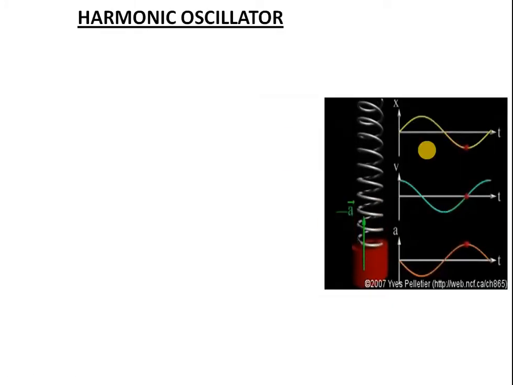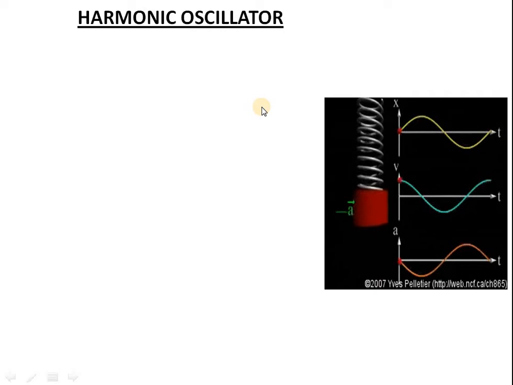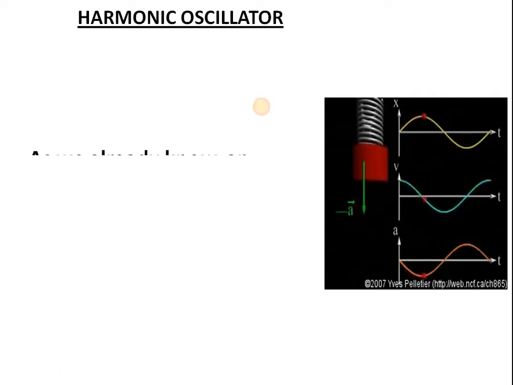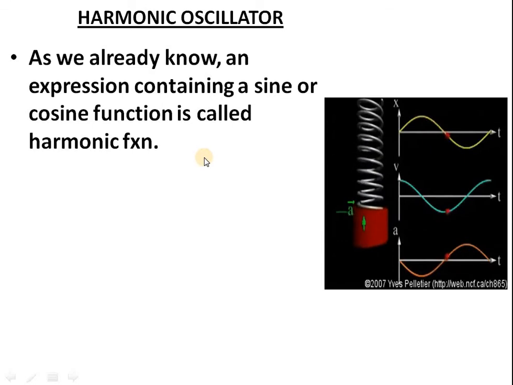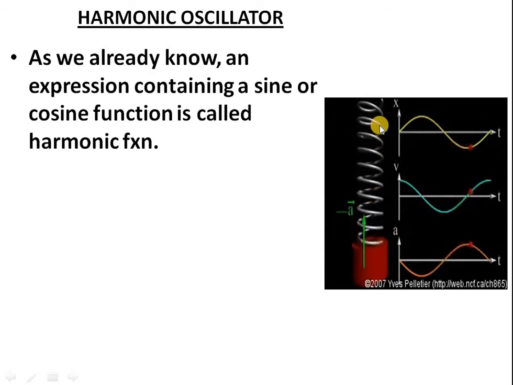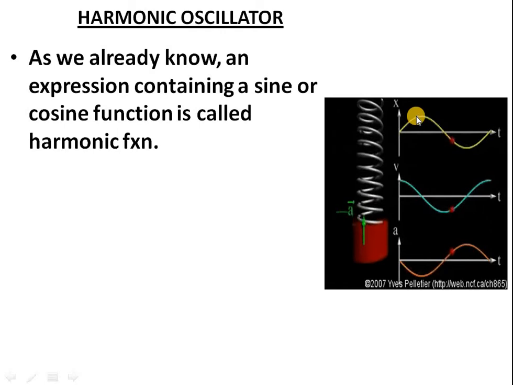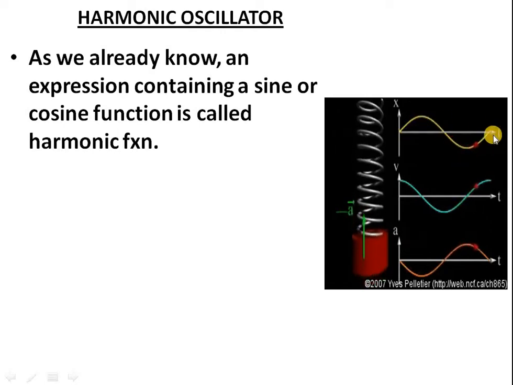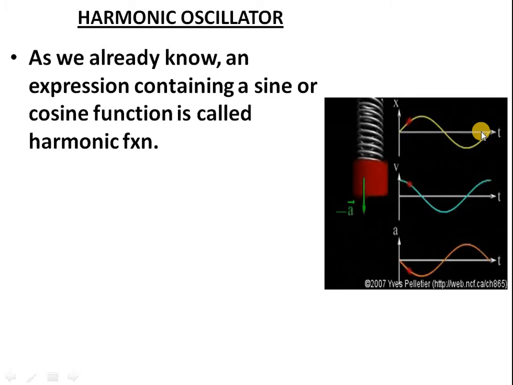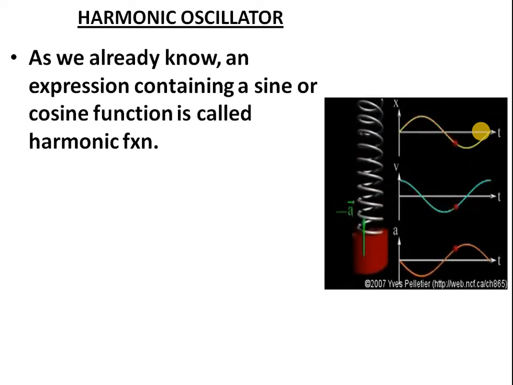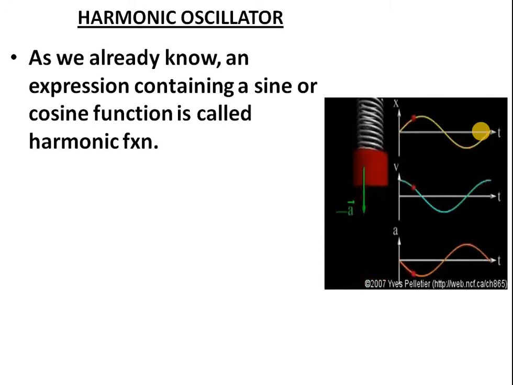Any body executing such motion we call a harmonic oscillator. In the case of a spring mass system, we can plot the displacement or position of the body with respect to time, then we will get this kind of a graph. You can plot the position of the body with respect to time, you can plot the velocity of the body with respect to time, and you can plot the acceleration of the body with respect to time. In all the cases, you will get such a sinusoidal type of curve.